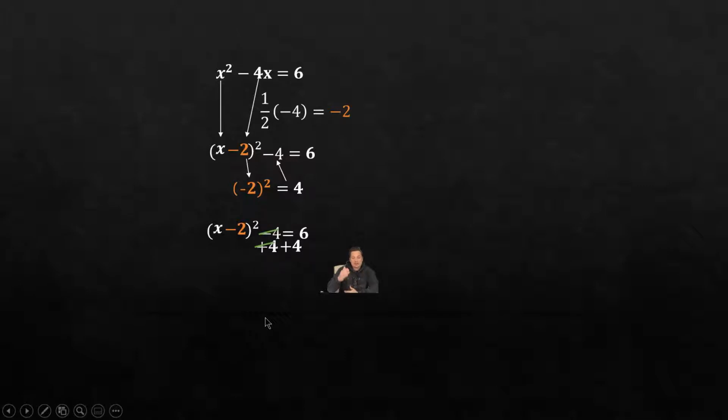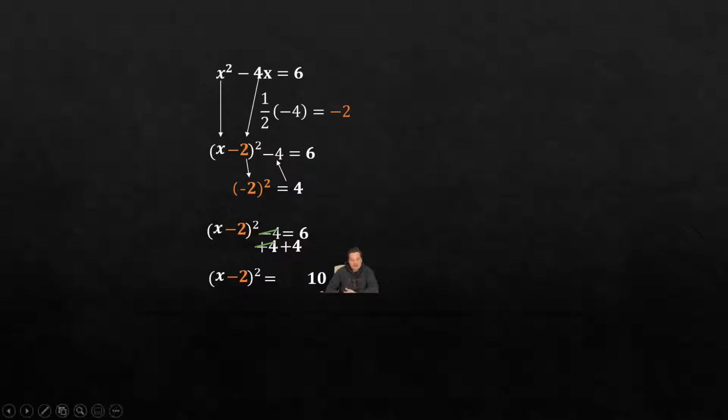So, specifically, I'm going to have the following. We have those two will cross off because one is -4, one is +4. They go away. And then I have the following. X minus 2 quantity squared equals 10, because 6 plus 4 is 10. The next stage in this process is to actually take square roots on both sides. So let's do that next.